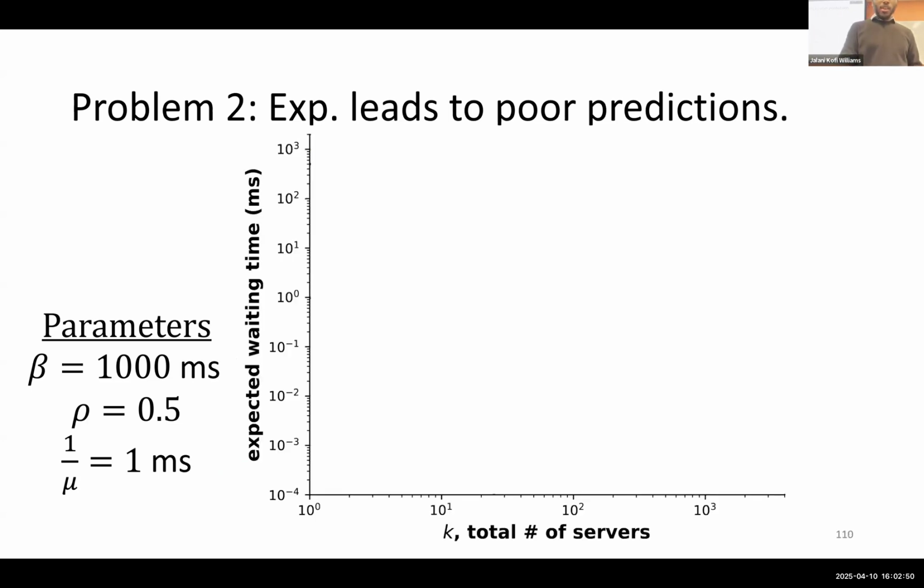What I'm going to plot on the y-axis is the expected waiting time of a job in this system in milliseconds, and on the x-axis, K, the total number of servers in the system. So we're scaling the system at constant load and seeing how the average waiting time ends up behaving.